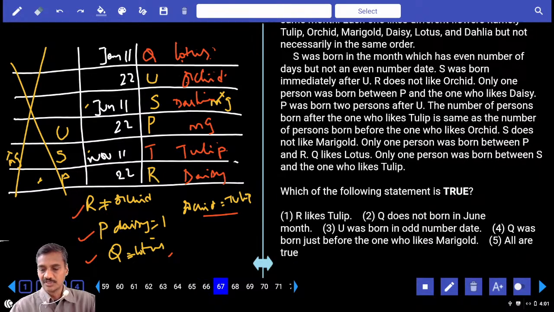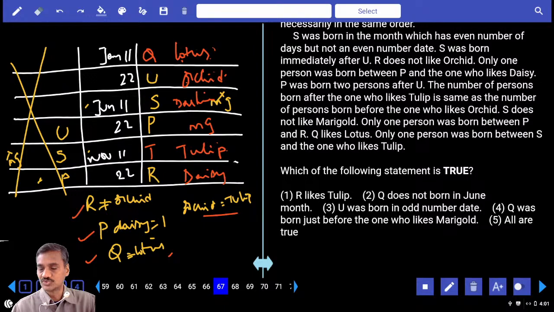Then 67. Which of the following statements is true? R likes tulip, that is false. Q was not born in the month of June, that is also false. Q was not born in June, that is true, because Q was born in the month of January. So what is the choice we have? Choice 2 is the correct one.